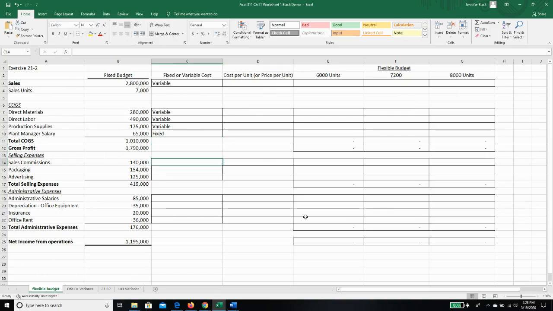Okay. Our sales commissions are variable. Our packaging is variable because obviously the more we sell, the more packaging we need, but our advertising is fixed. Our advertising, we spend that independently of how many units we actually sell. And then our administrative expenses are always going to be fixed because administrative expenses are not tied to how much we sell.